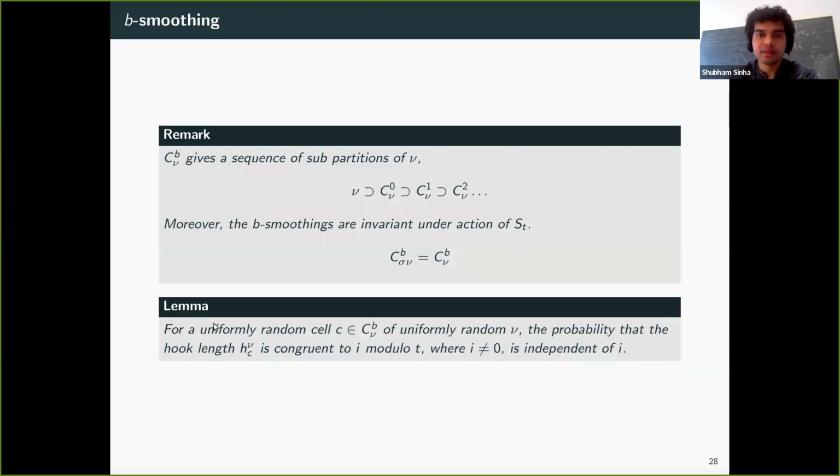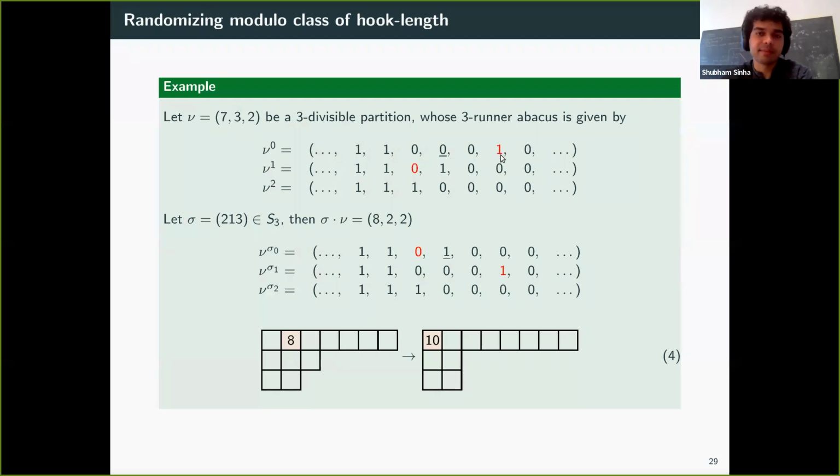Now there is this lemma. So if you want to come back to what we are trying to show, the uniformly random cells C in a random. So if you fix a T-divisible partition, and if you look at a random cell, the probability that the hook length is congruent to I mod T is independent of I when I is not 0. So this just follows because, so let me give you an example to show why this is true.